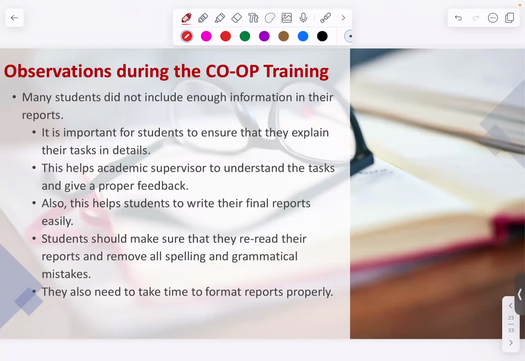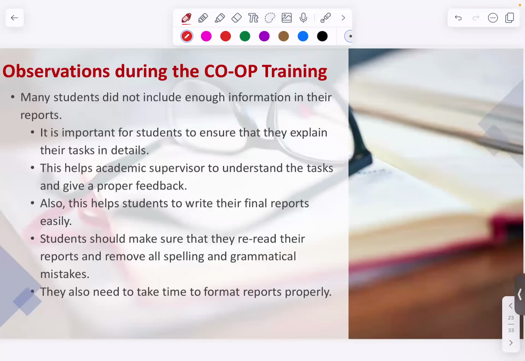So you should be aware that they need enough information that reflects what you have got during the training. So please prepare. Maybe sometimes you are doing great work on the site, but in the end we need you to reflect these tasks in the report. So be careful.